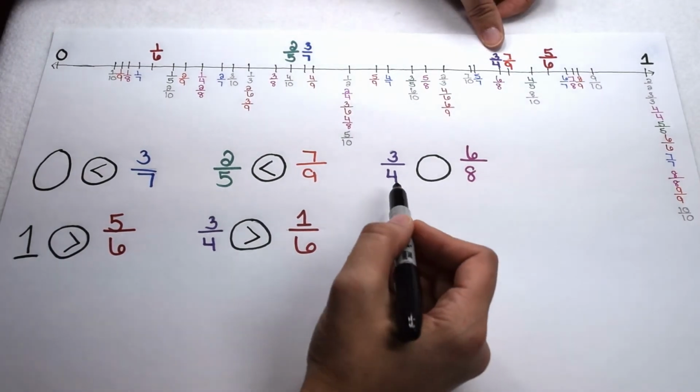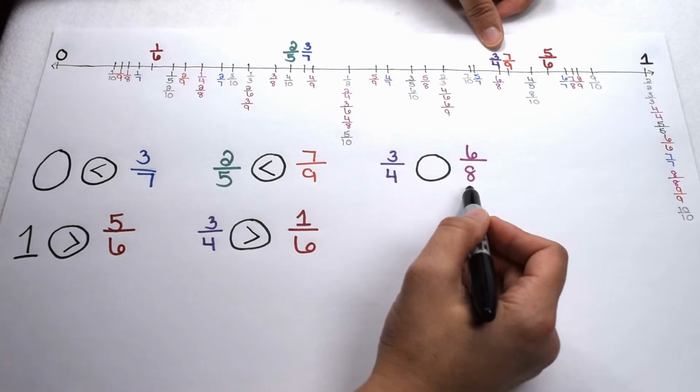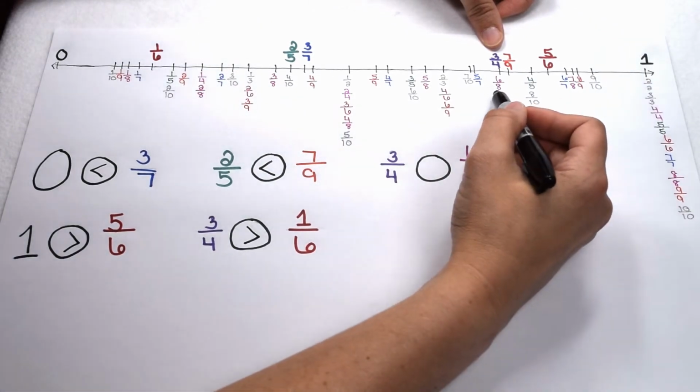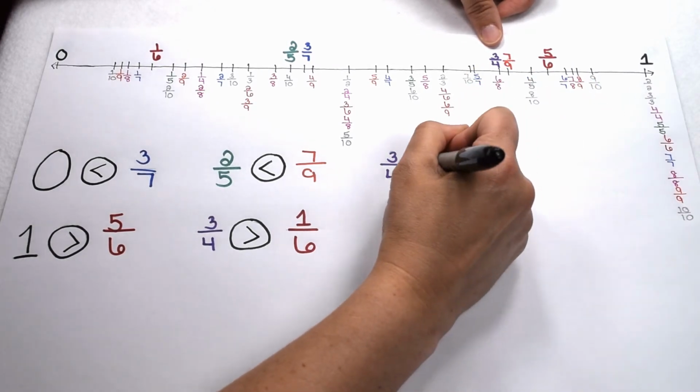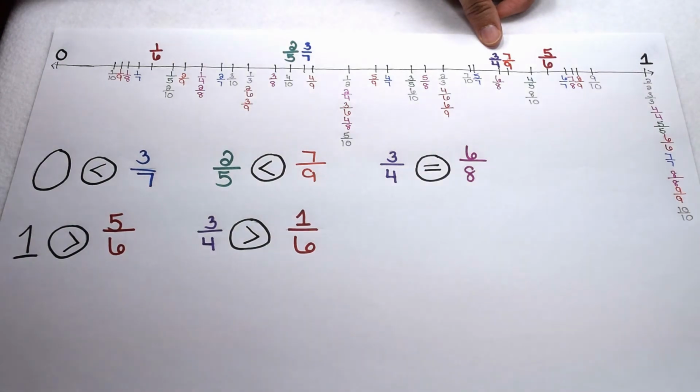Let's stay with 3/4, but now we want to compare it to 6/8. If we look, 3/4 and 6/8 are at the same spot on the number line. One isn't farther left or farther right, so it can't be greater than or less than. Since 3/4 and 6/8 take up the same spot, that tells us they are equivalent fractions. So 3/4 will be equal to 6/8.